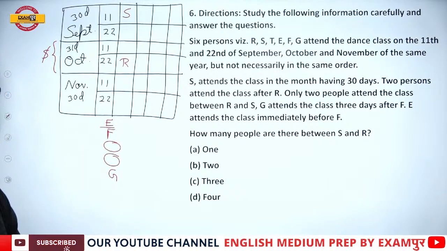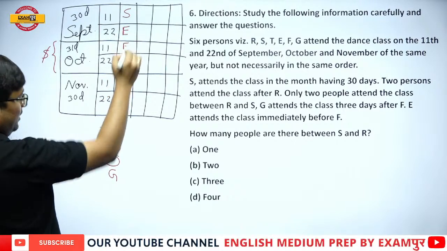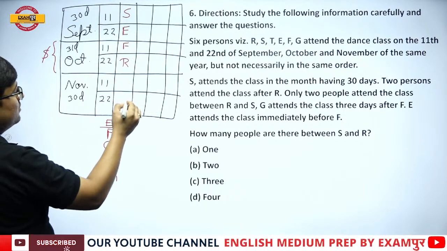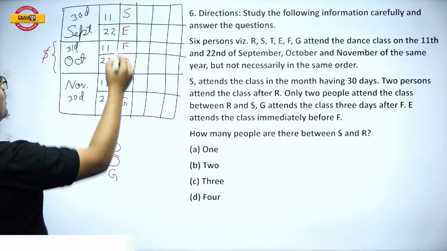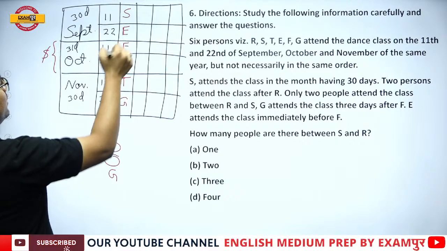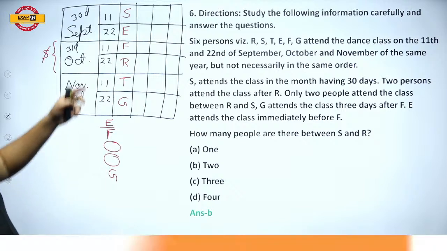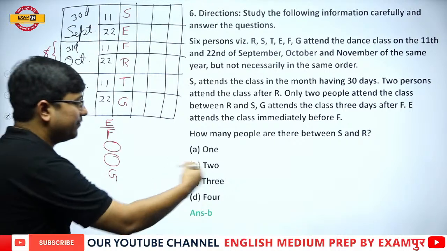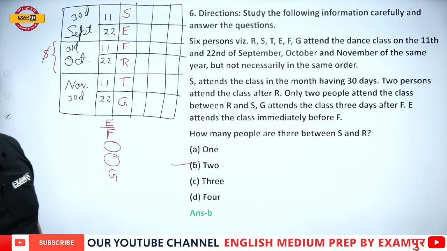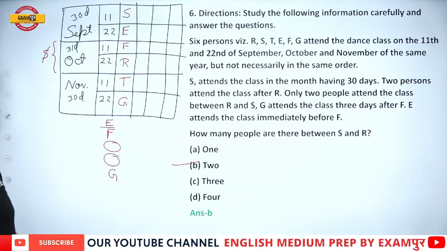So now, my dear students, E and F consecutively, and then 1, 2, and G. So who is left out? RST, EFG. This is the diagram. SEFRTG. How many people are there between S and R? So between S and R, two people are there. And that's the right one. Isn't it?